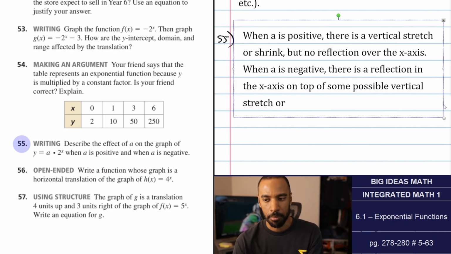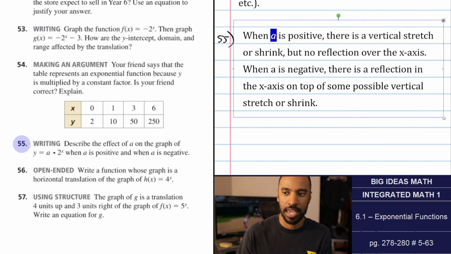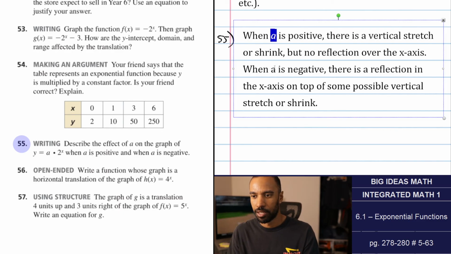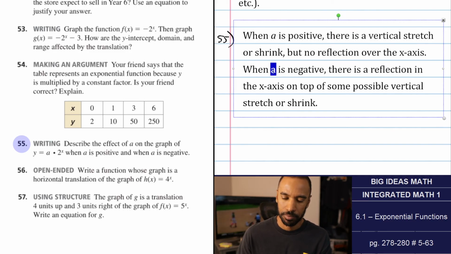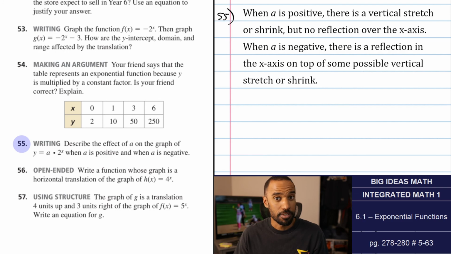See, they never said that a can't be 1 or -1. I just want to italicize a. Otherwise, it just looks like any other letter instead of a variable. Okay, so that's number 55.